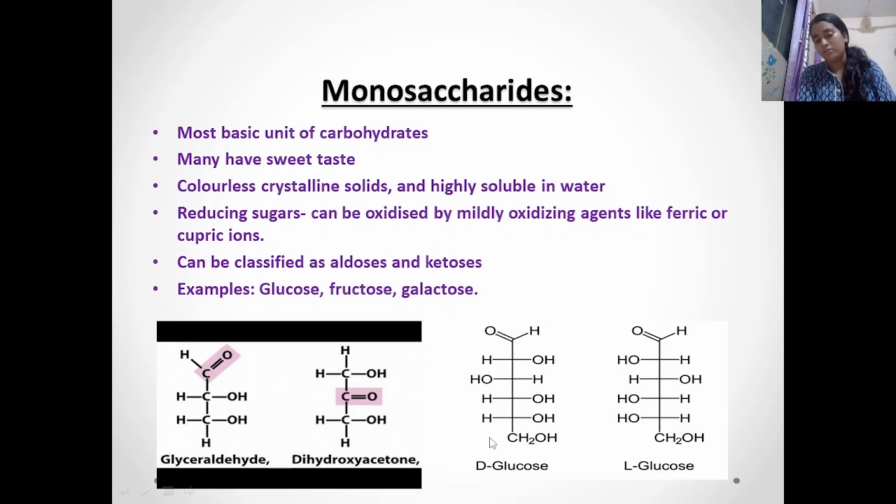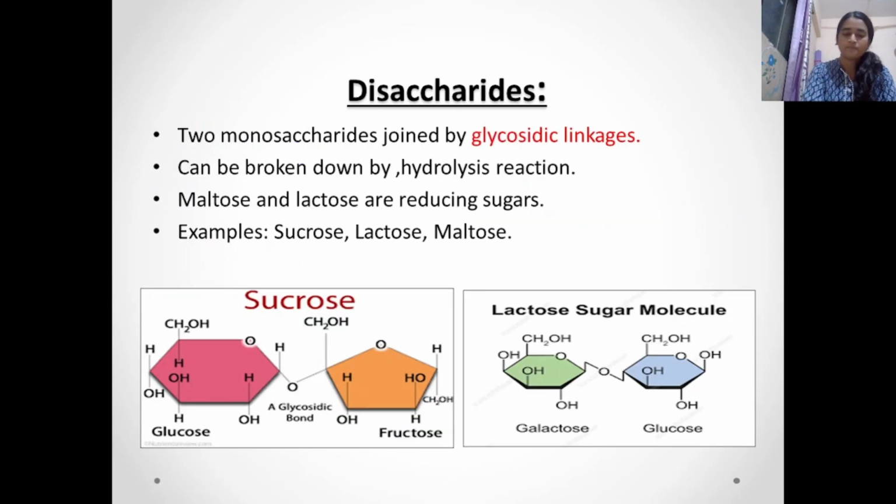Here, if you see in the picture, the two pictures of glucose are shown, that is D-glucose and L-glucose. So D and L mean dextrorotatory and levorotatory respectively. So dextro and levo are basically formed due to the optical differences. So these two are optical isomers of each other, and that is why there are two different glucose molecules.